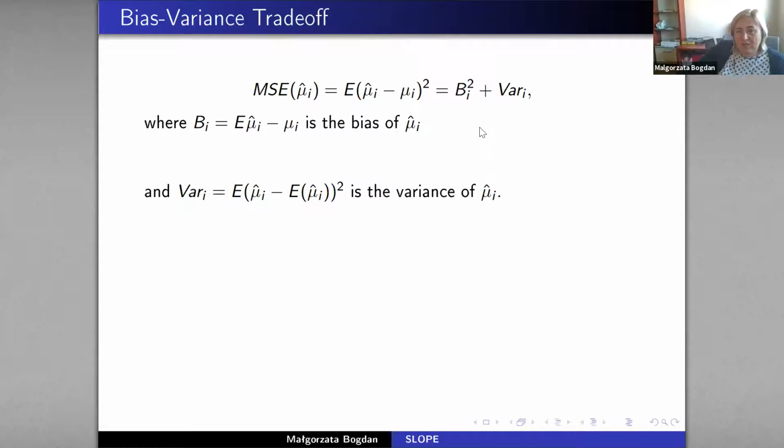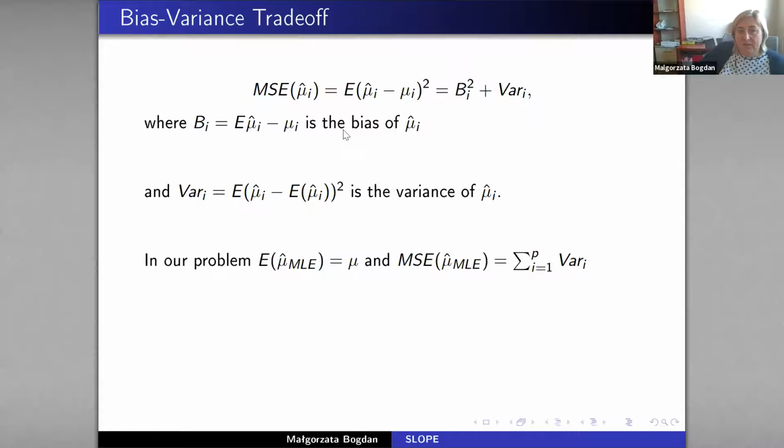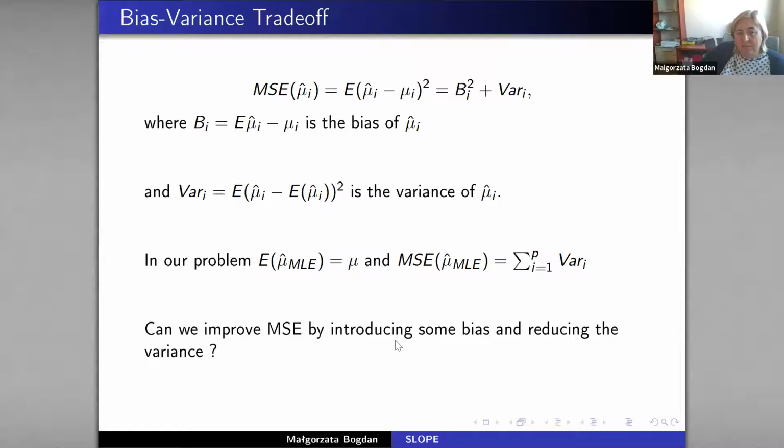And in this situation, the maximum likelihood estimator is the best among unbiased estimators. So if you don't want to have a bias, if you want the expected value of your estimator to be equal to mu i, then you have to use MLE, maximum likelihood estimator, here in this example. In our problem, as I said, the expected value of the estimator is equal to mu. Mean square error is simply equal to the sum of variances, and we get p sigma square. Now, a question is, can we improve our mean square error by introducing some bias?